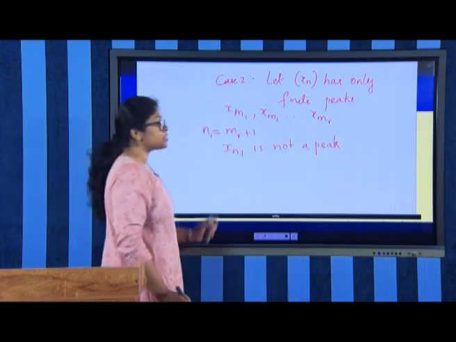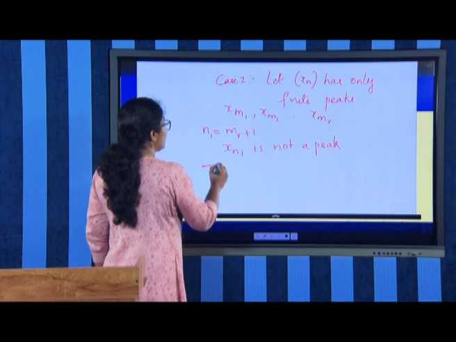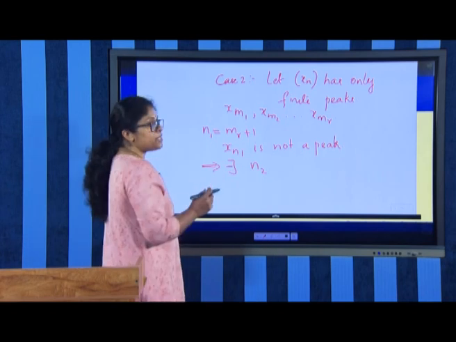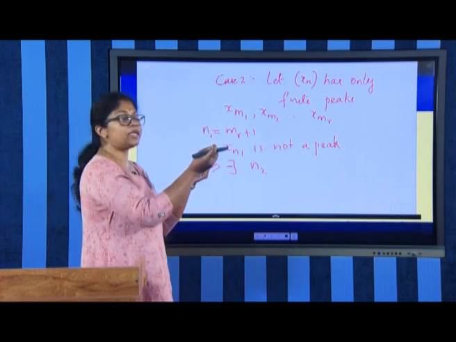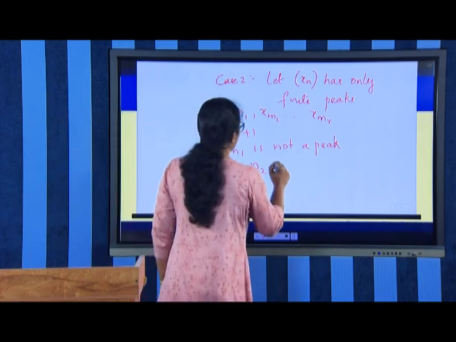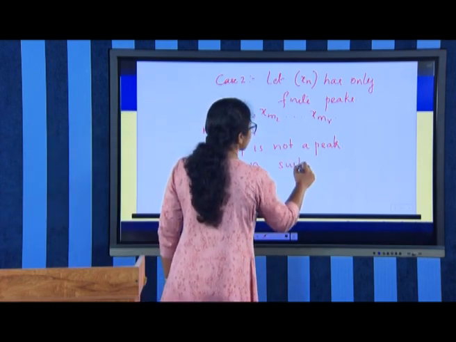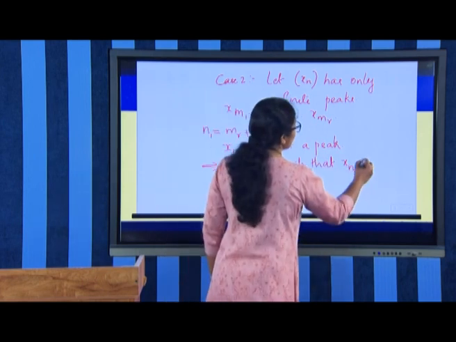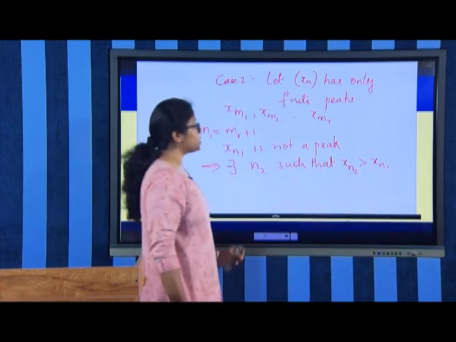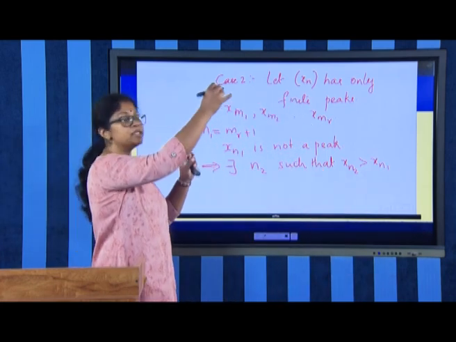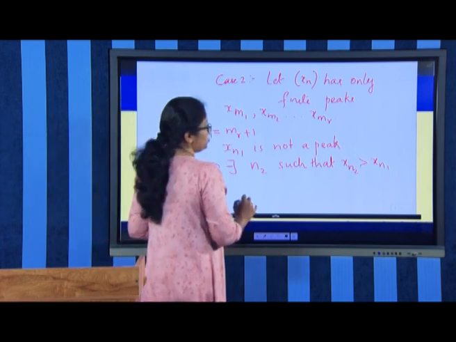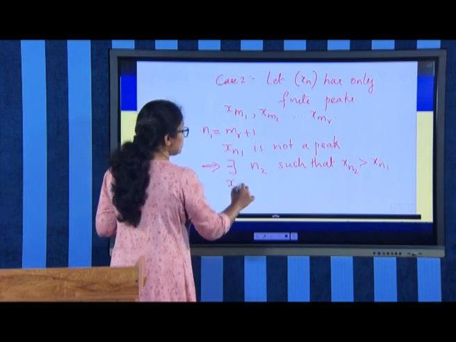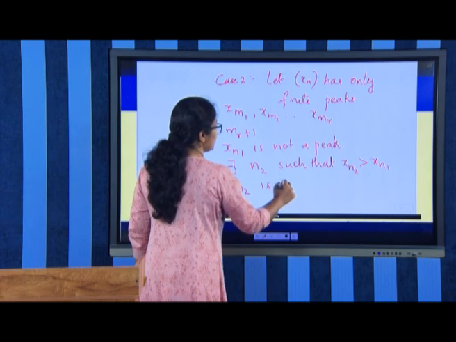If xn1 is not a peak, it means that there exists at least one element, and we take n2 to be the smallest of them, such that xn2 is larger than xn1, because xn1 is not a peak. So, there definitely exists a larger element, say xn2. And since xn2 is not a peak, again the same can be applied to xn2.